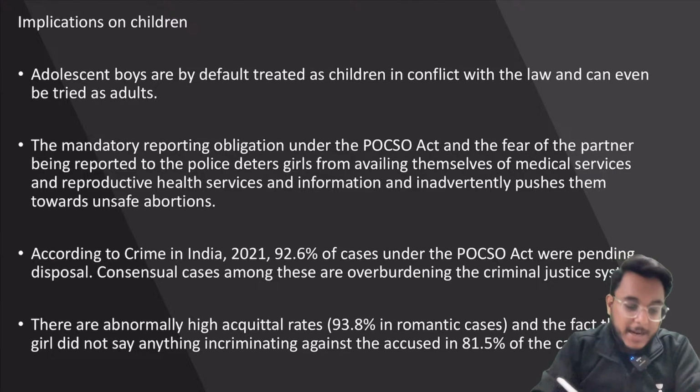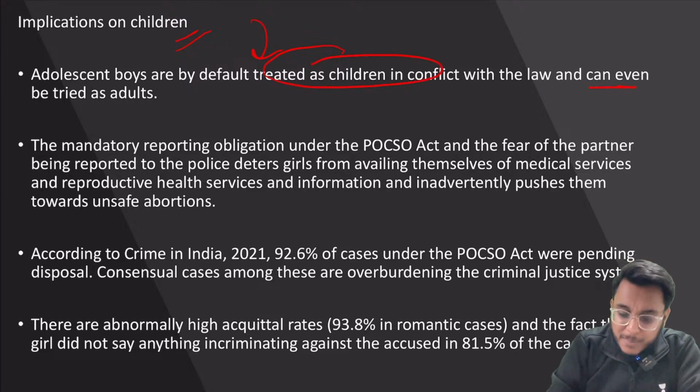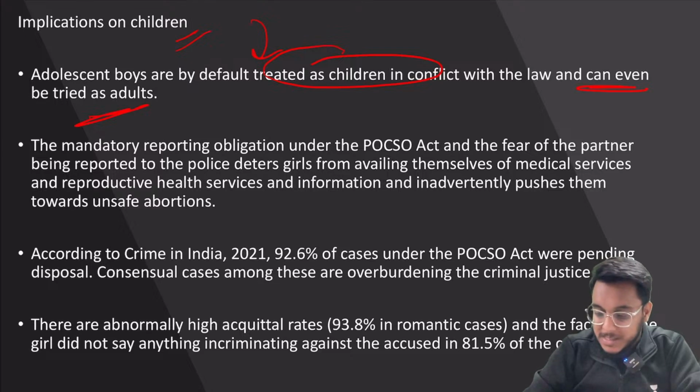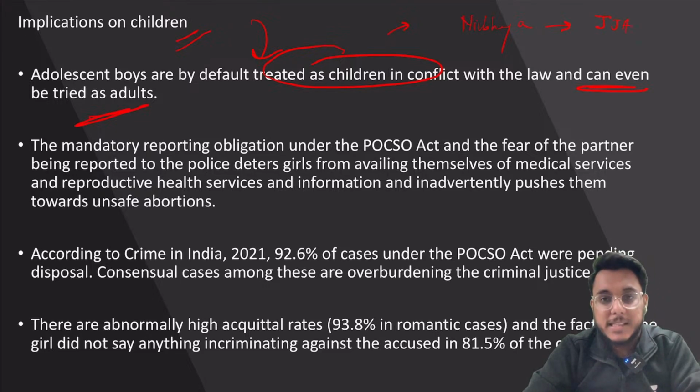Now, in this direction, it has been provided that these defaulting boys are treated as children in conflict with the law, and many times they can even be tried as adults. Now, how does this happen? Guys, understand this. Basically, you might be knowing about the Nirbhaya rape case. After the Nirbhaya rape case, there was an amendment carried into the Juvenile Justice Act.